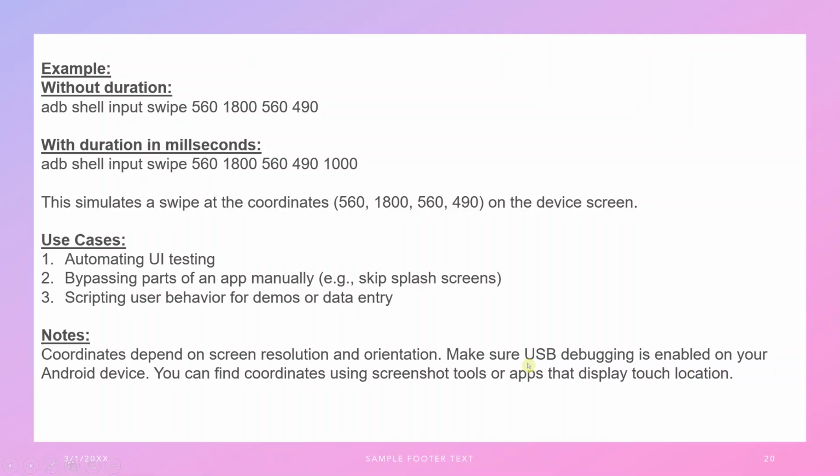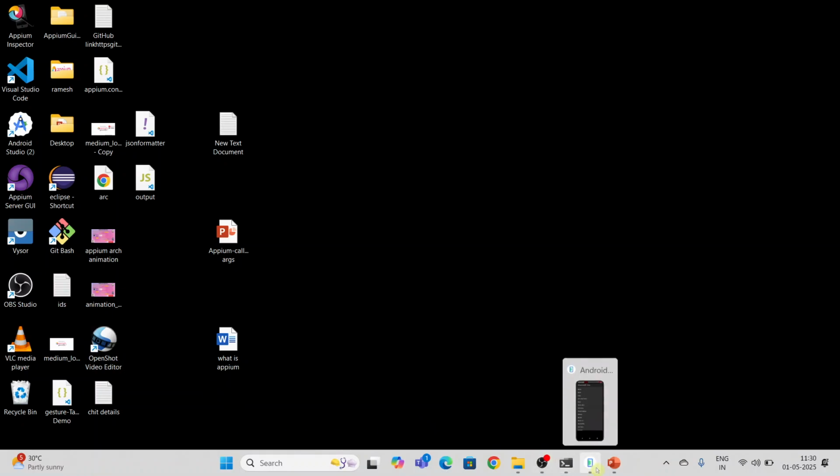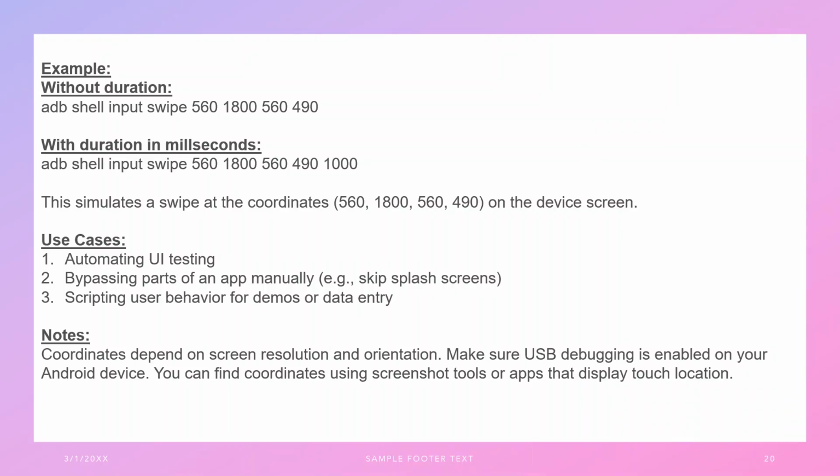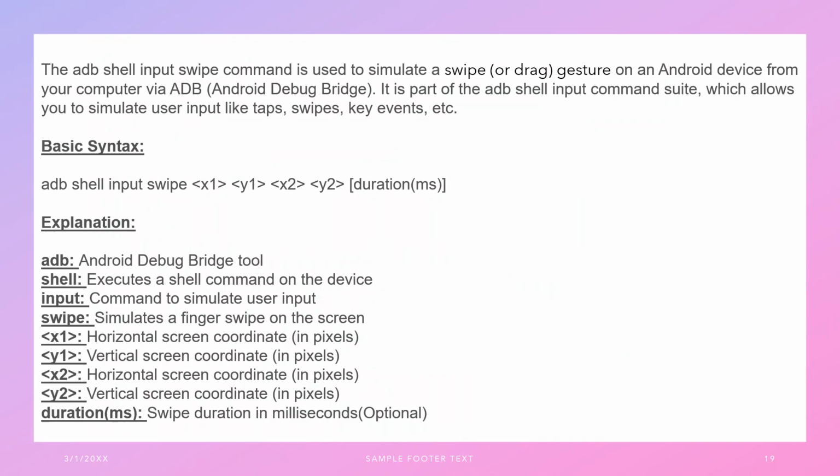And make sure that USB debugging is enabled on your mobile device. To perform this, our USB debugging should be enabled. And to find the coordinates, we have to use some app, or in Android we have a built-in feature. We can enable the taps and the location values here. I told you how to enable that. So this is how we can perform the swipe by using the swipe command under the adb shell input command suite.